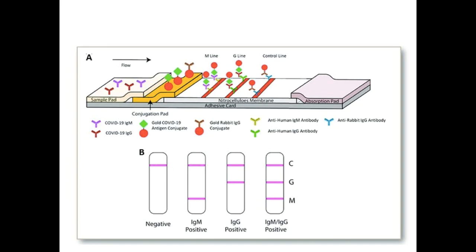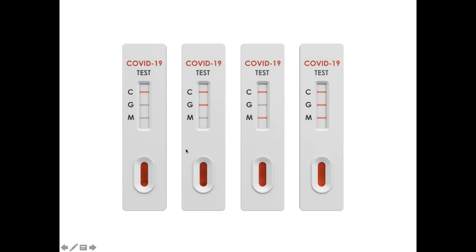But if some time has passed and the infection is not recent, then along with the glow in the control lane, we also get a line in the IgG line. If the infection is not too recent and not too late, and the patient has raised both IgM and IgG, then we will get three glow lines in the lanes of IgM, IgG, and control. This is the further explanation of the ICT method.